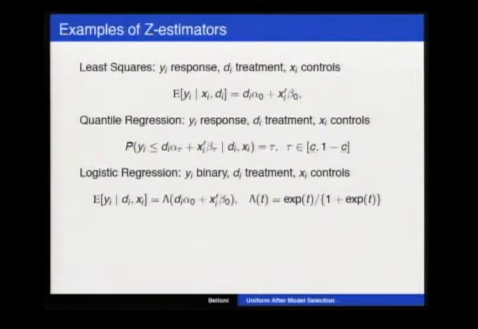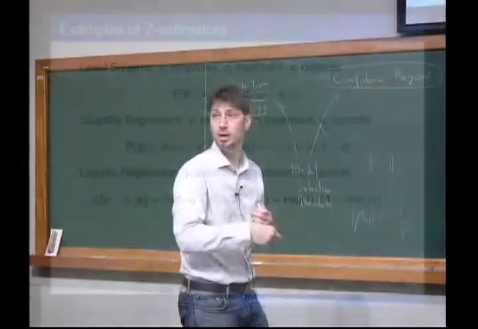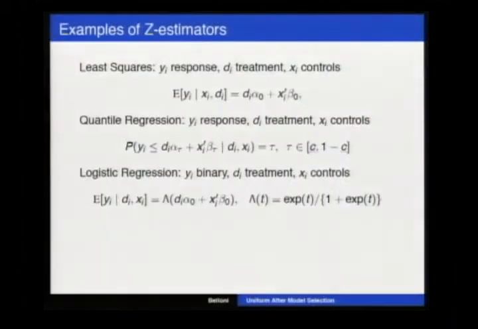Logistic regression, so our outcome is binary, and we have a link function, which is the logit here, that makes this expectation, just the probability, be between 0 and 1. Those are 3 examples, but Z-estimators also allow for you to have many other quantities of interest.